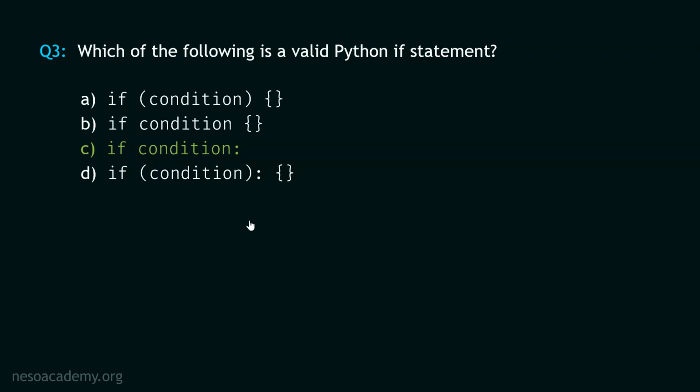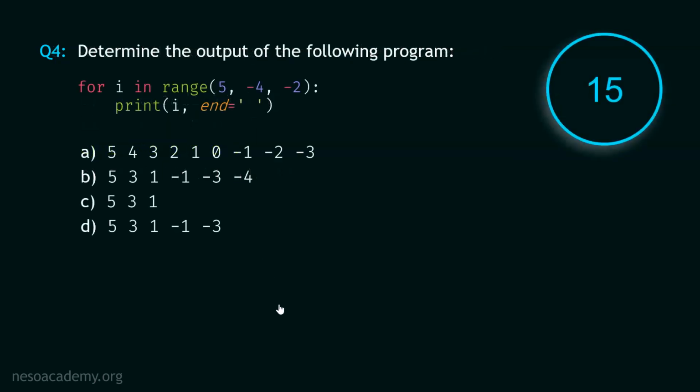Here comes question number 4. And your time starts now. Stop. The answer to this question is option D, 5, 3, 1, minus 1, then minus 3.